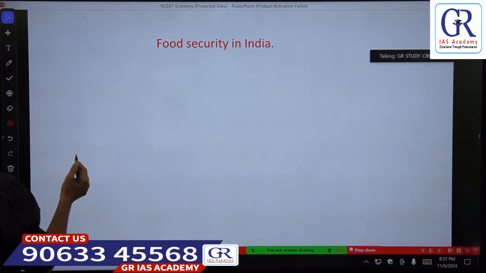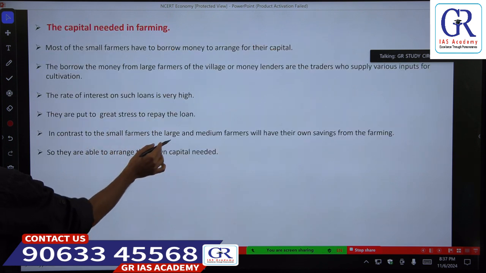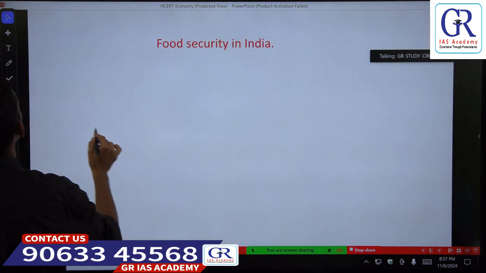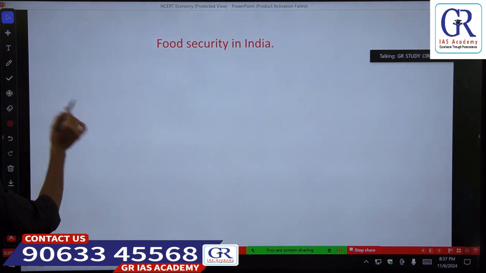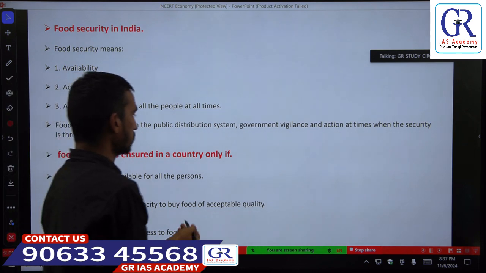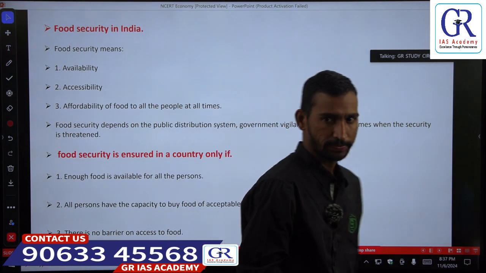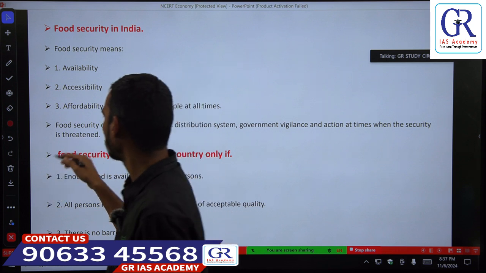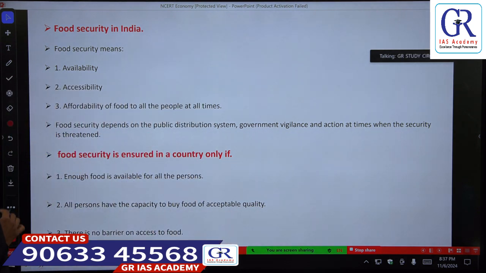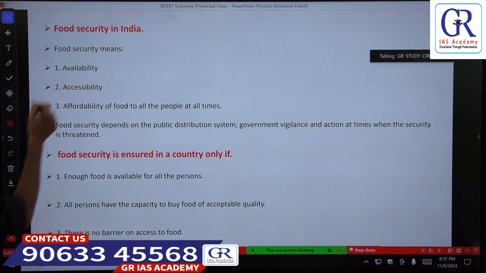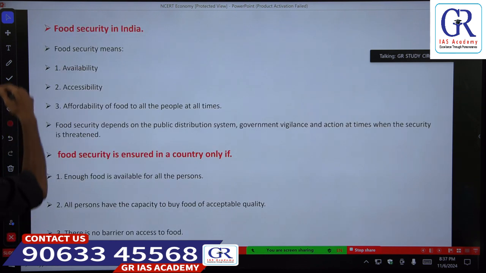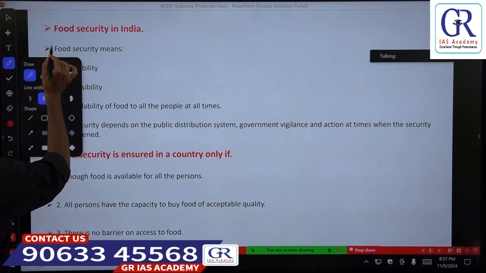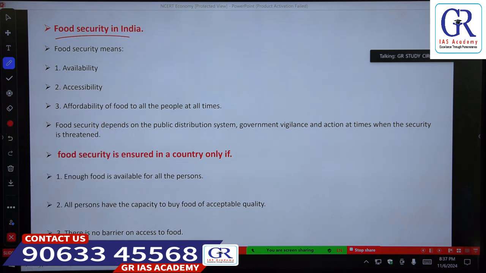Okay, so the next concept is food security. In the past topics we have discussed the green revolution, and we also discussed the polypod description. Now we are moving on to food security in India.